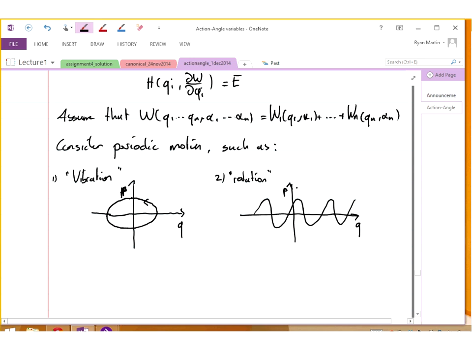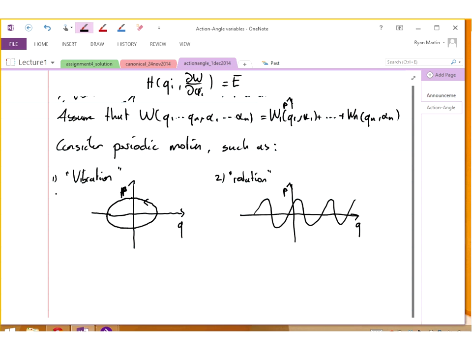So if you describe the angular position of the pendulum, if it's at the bottom, theta equals 0, and it goes around once, then it's at theta equals 2π. If it goes around again, it's at theta equals 4π. So for something that's rotating, the angular position, in this case q, keeps increasing, but the momentum oscillates between two different values. Okay, so those are the two cases of periodic motion, vibration and rotation. So that is the kind of motion that we're going to consider. Okay?